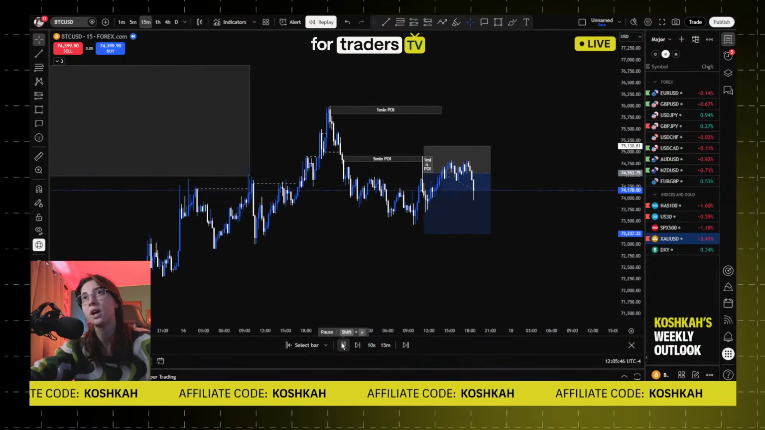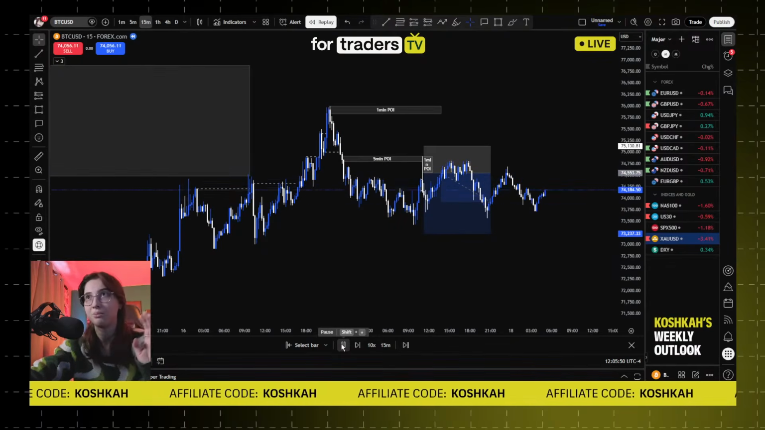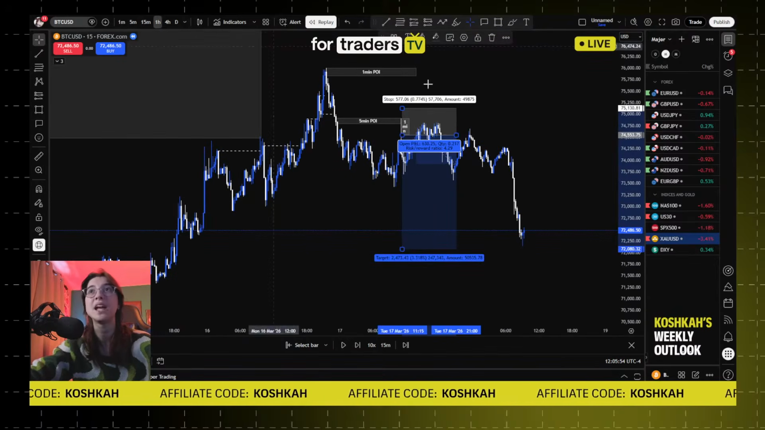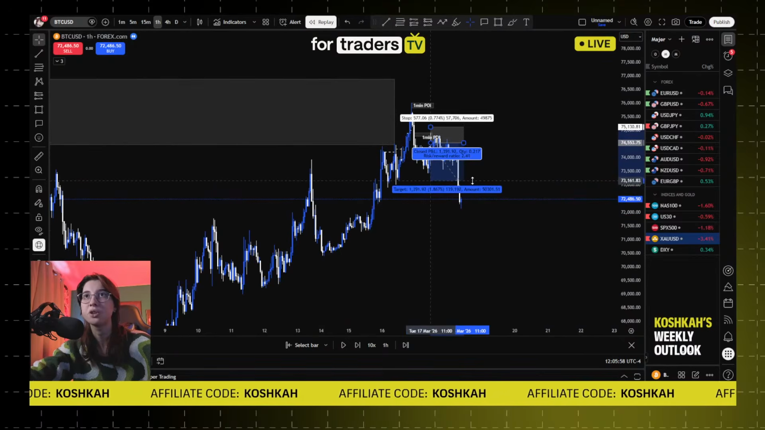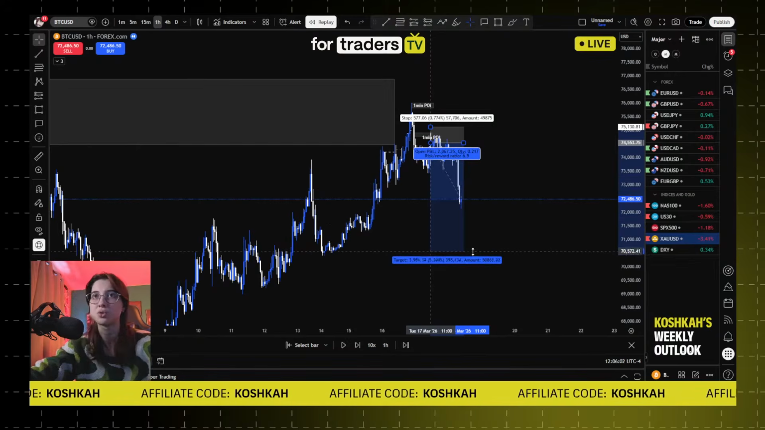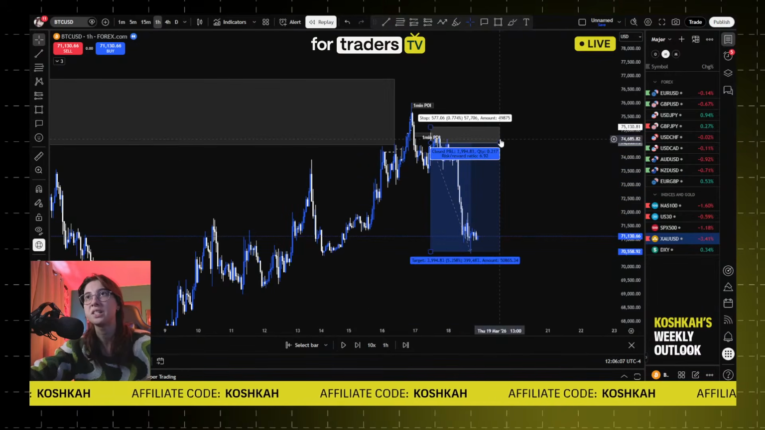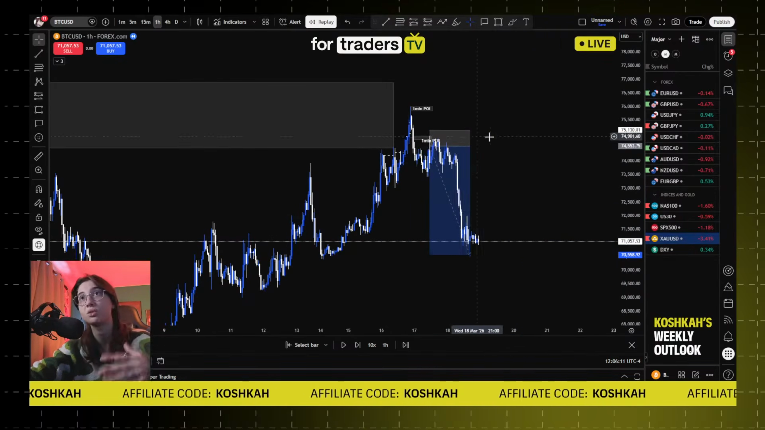So basically the POI got mitigated, and then we had a bit of consolidation for a few times, and then we started to push down and drop down. As you can see, again, the closest take profit would be here, but even there, it's not the best risk to reward ratio. So honestly, you could have targeted the next available one. But as you can see, the final take profit got hit. So this was a good trade according to the strategy.